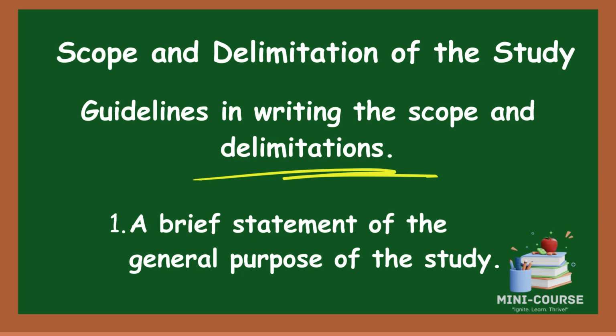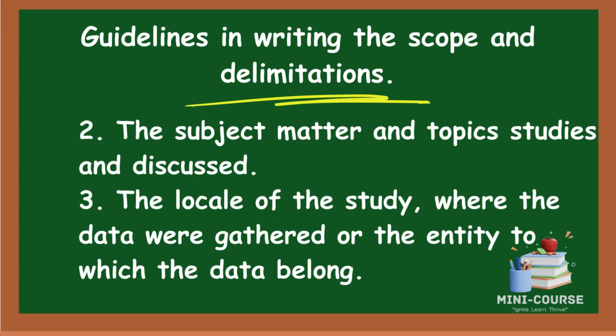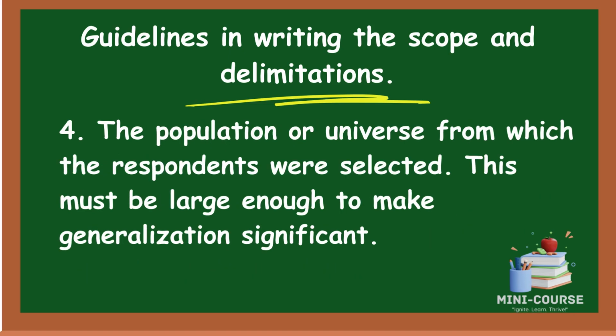Here are guidelines in writing the scope and delimitations. 1. A brief statement of the general purpose of the study. 2. The subject matter and topic studied and discussed. 3. The locale of the study, where the data were gathered, or the entity to which the data belong. 4. The population or universe from which the respondents were selected. This must be large enough to make generalization significant.